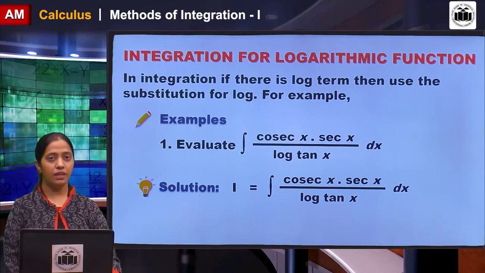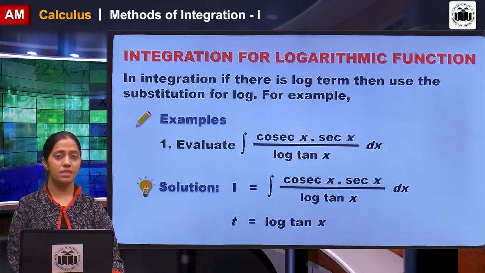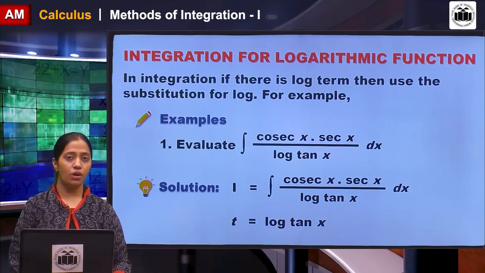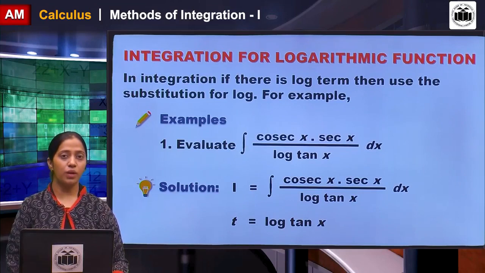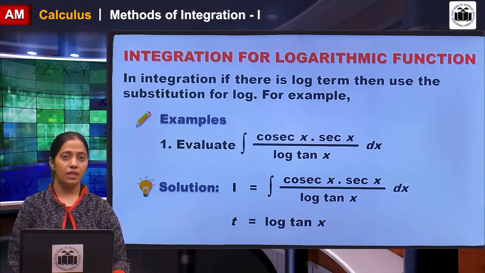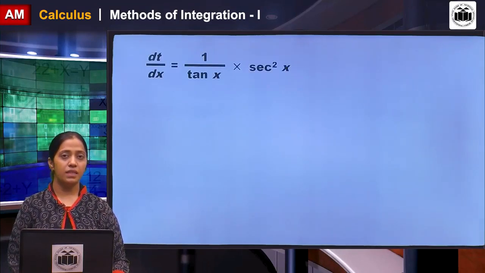So we will take t is equal to log tan x. This is the first step. We have taken the substitution t is equal to log tan x. What is the second step after substitution? We will differentiate that with respect to x. So what is the derivative of t? It is dt by dx.